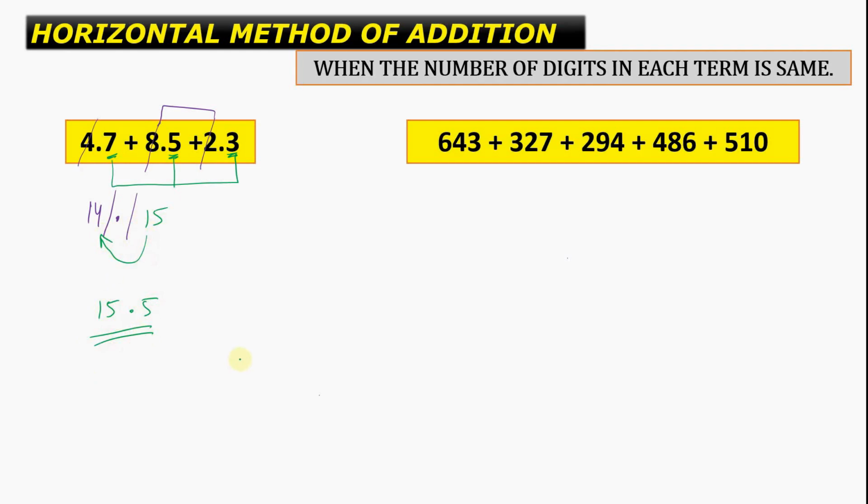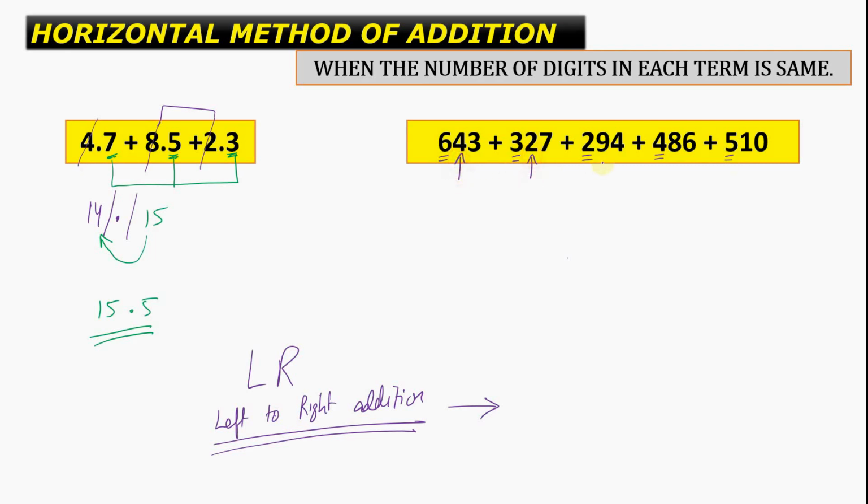In Vedic maths, we often use the LR method. So what is the LR method? L stands for left and R stands for right. So this is called the left to right addition method. If you observe, in all the questions that we did earlier, we are moving from left to right. And in this question also, we are going to start from the left hand side. That is, we add the digits on the hundreds place, then the digits on the tens place, and lastly the digits on the units place.